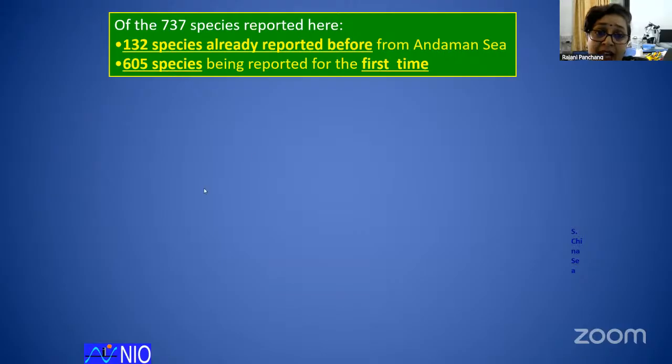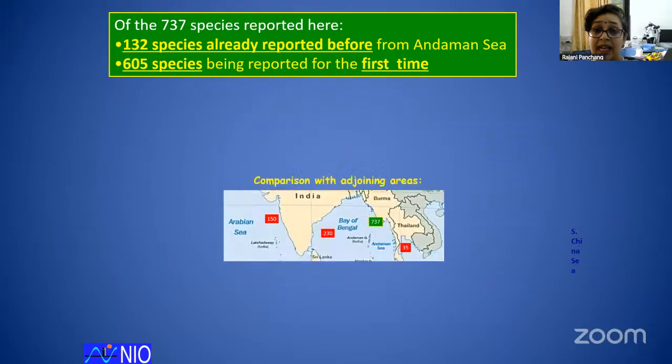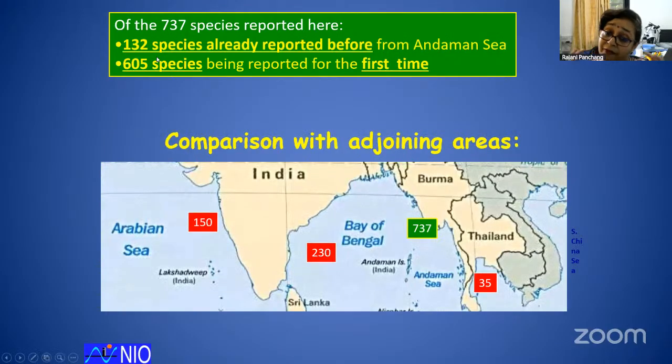Another thing that I saw was, when I started working on it and got all my data, again, I needed a literature survey. In my study, I found 737 species. Previously, only 140 species had been found. So I generated new information, new research, that this place is much more biodiverse than reported before.